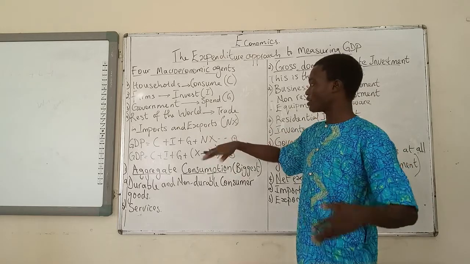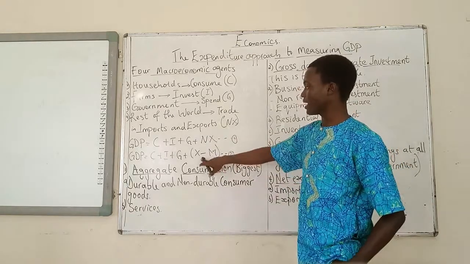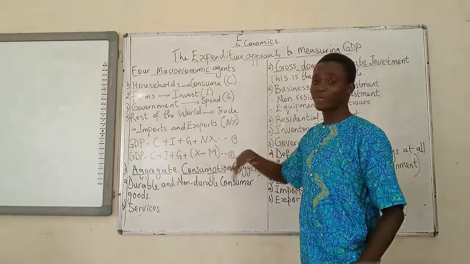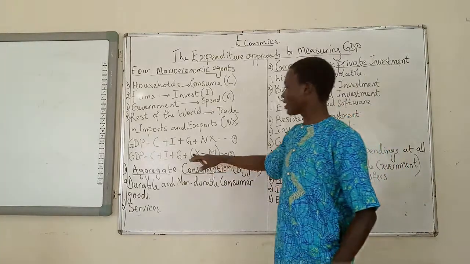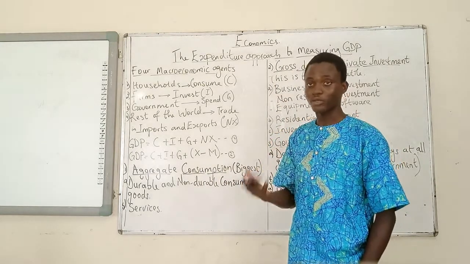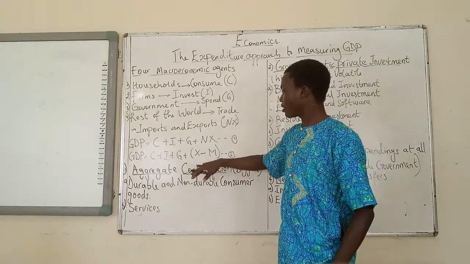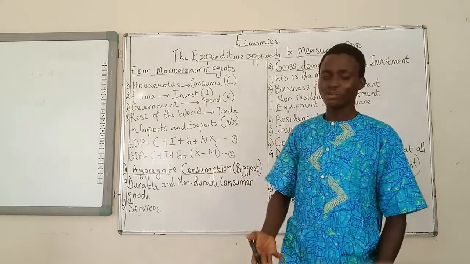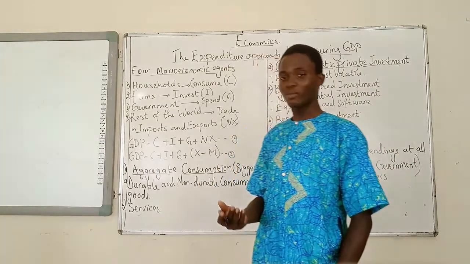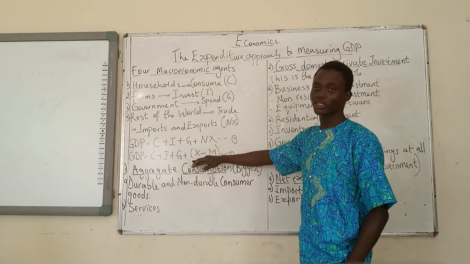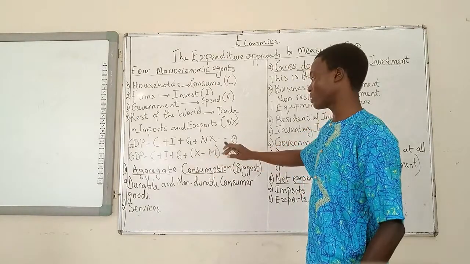Now, NX is the same thing as export minus import, where X is export and M is used to denote import. It depends on the textbook that you are using. In the textbooks I've seen, export is usually denoted with X, but import might be IM or M, or it could be anything. What is more important is that we state what they are representing.